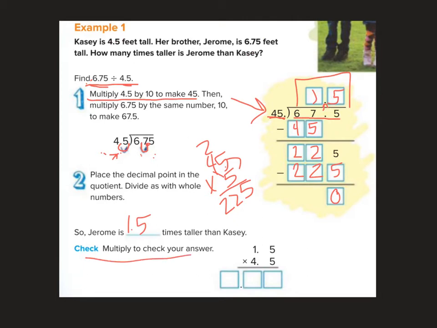Then we're going to check our answer with multiplying. 5 times 5 is 25. 5 times 1 is 5, plus 2 is 7.